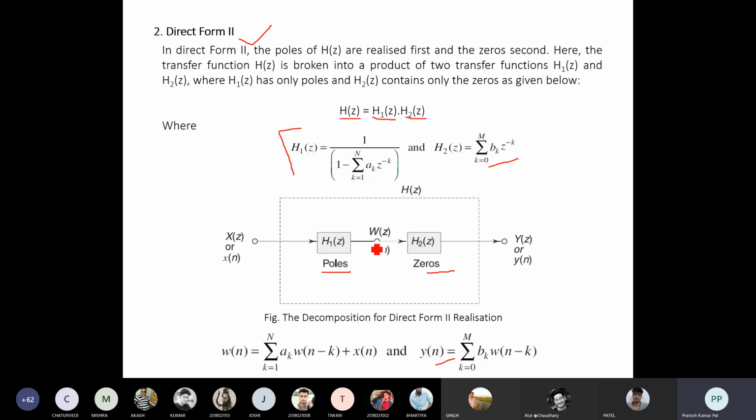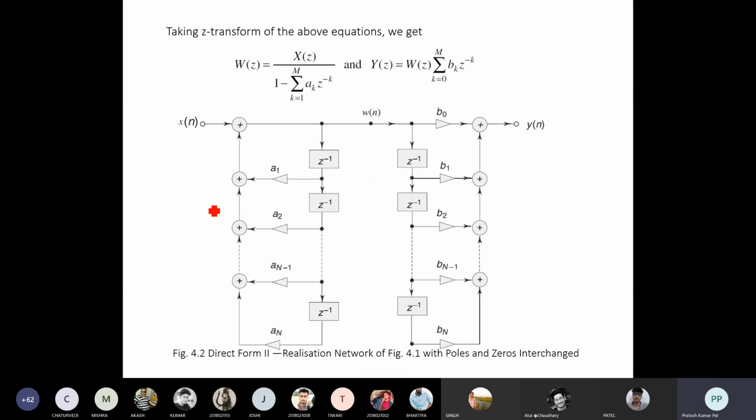So the first thing we will be realizing is the poles. In the poles realization, once we expand it, the input will always be x of n and the output will always be y of n, but the middle term will be w of n. So this w of n will be the output. From there, once we are multiplying, the x of n term will always be there, so it will be having a constant multiplier.